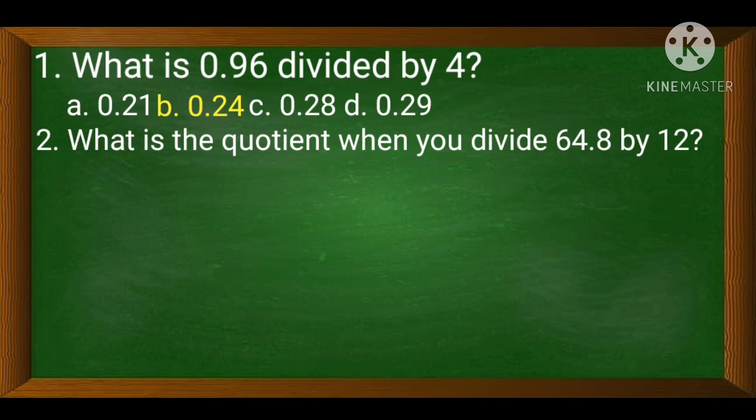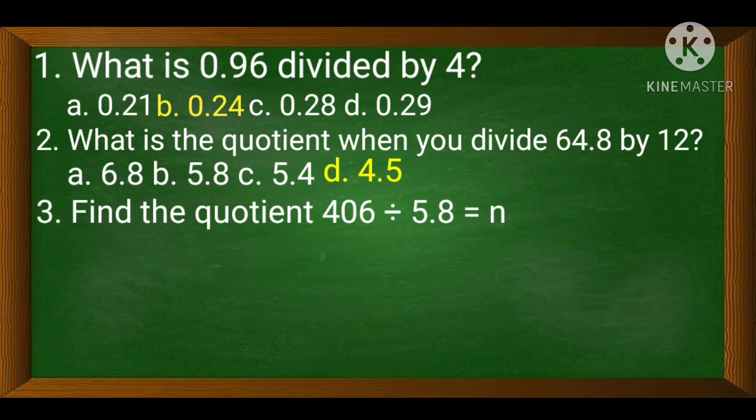Question number 2. What is the quotient when you divide 64 and 8 tenths by 12? A. 6 and 8 tenths. B. 5 and 8 tenths. C. 5 and 4 tenths. Or letter D. 4 and 5 tenths. Very good. The correct answer is letter D.